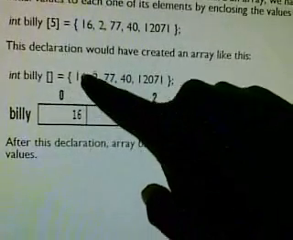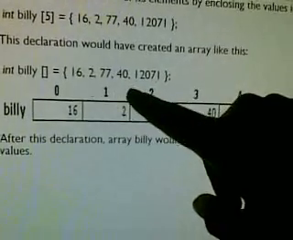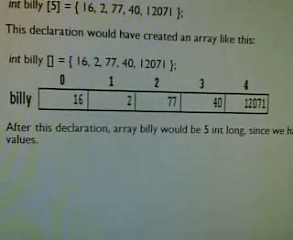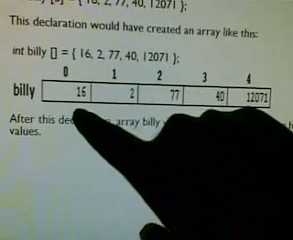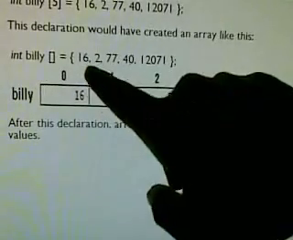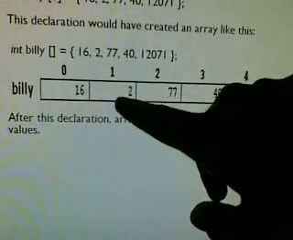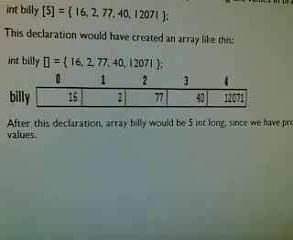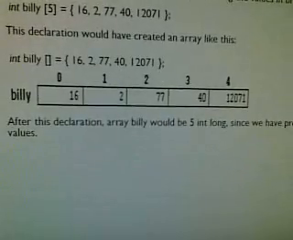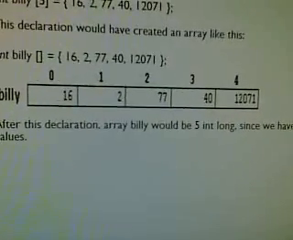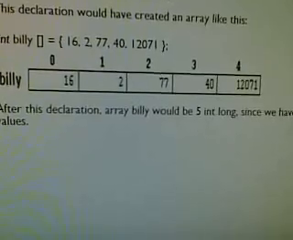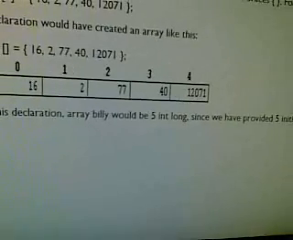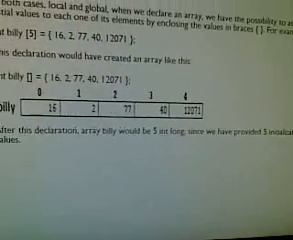16, 2, 77, 40, 12071 are the elements of billy. In index 0, the element is 16, and in index 1, the element is 2. In index 2, the element is 77. In index 3, the element is 40. And in index 4, the element is 12071. After this declaration, array billy would be 5 integers long, since we have provided 5 initialization values.